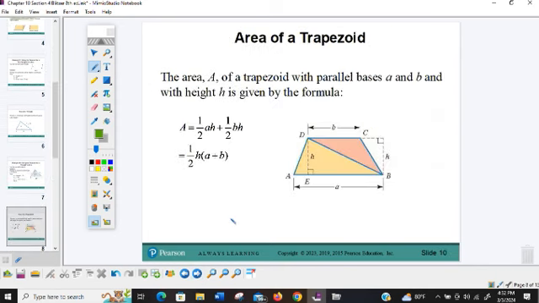One more figure we're going to look at is the trapezoid. So a trapezoid has 2 parallel lines, okay? You're cut by transversal here. We have these other 2 sides. Let's see what we need to find area.